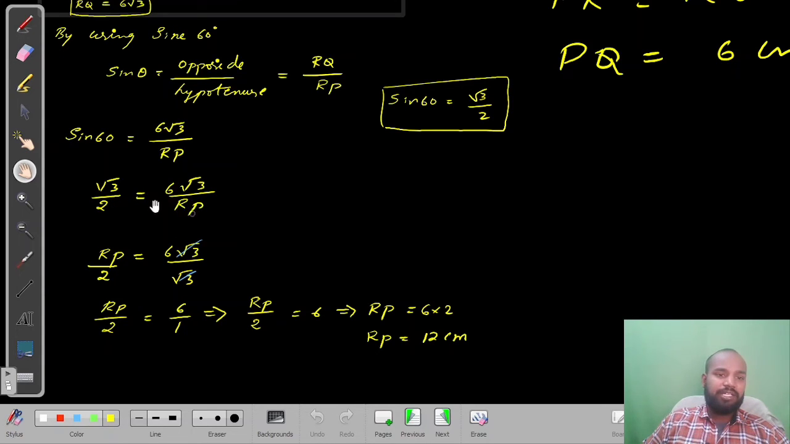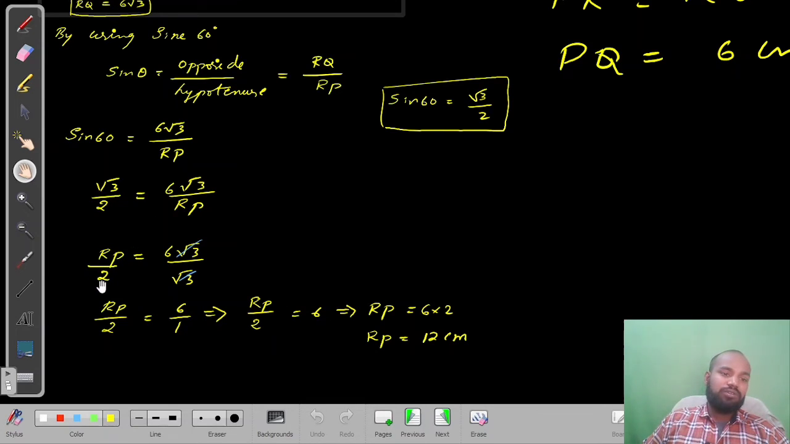Here RP I am writing as this side and root 3 is this side. So root 3 is going to cancel here. So what is left here? RP by 2 equals 6 by 1. For your clarification, I clearly explained every step here. But I can do it directly, right?